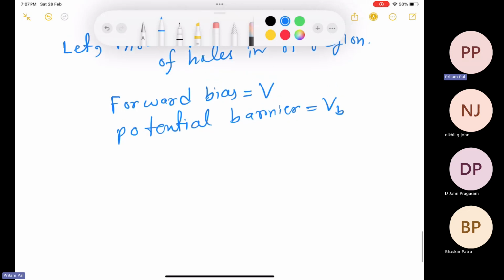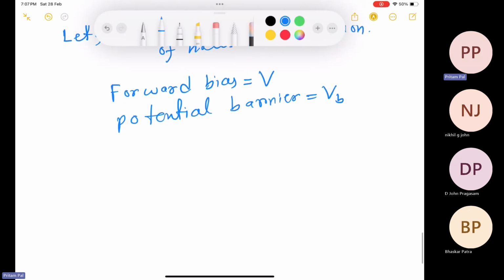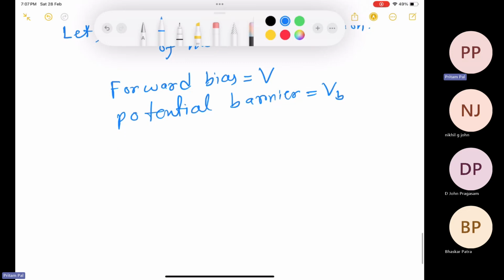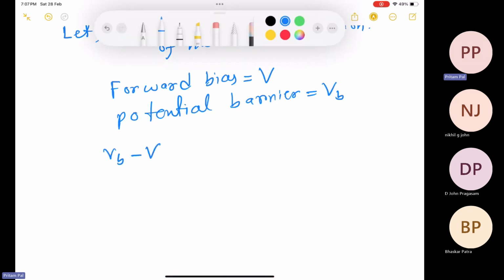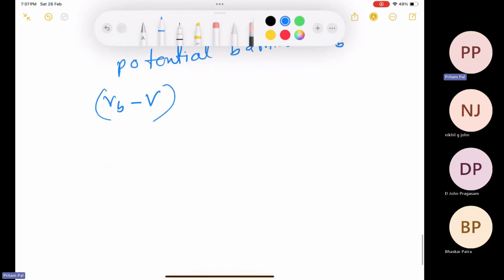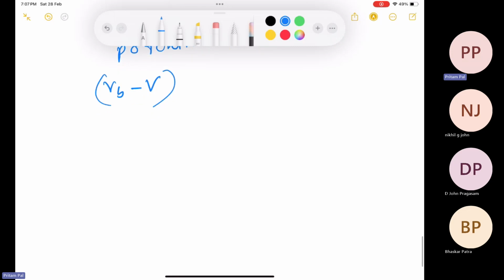But you are also applying a forward bias of V. So now, across the junction, the effective potential barrier height is reduced to Vb minus V, which I just told you in earlier cases of forward bias. Now, according to the Boltzmann statistics, the number of holes capable of crossing the barrier increases disproportionately, by e to the power eV by kT times.